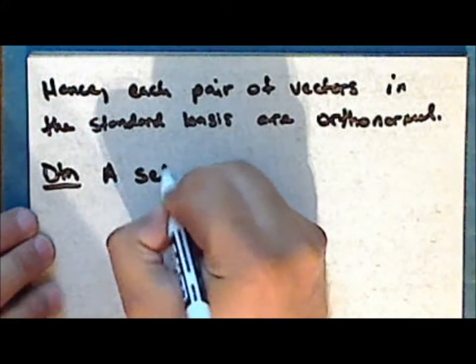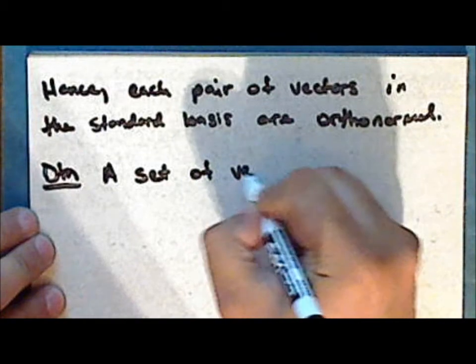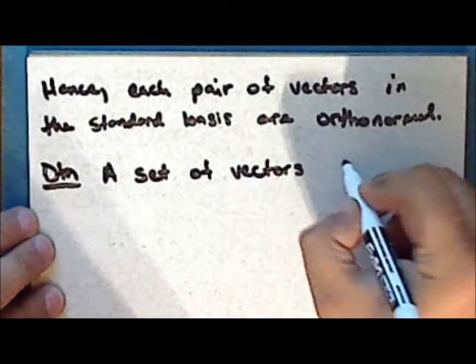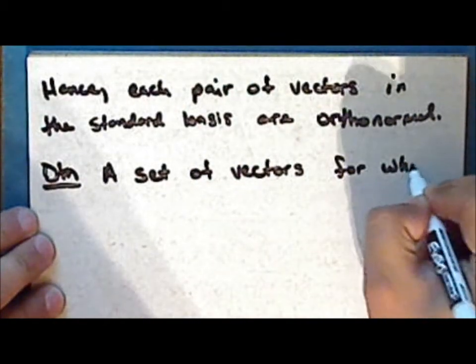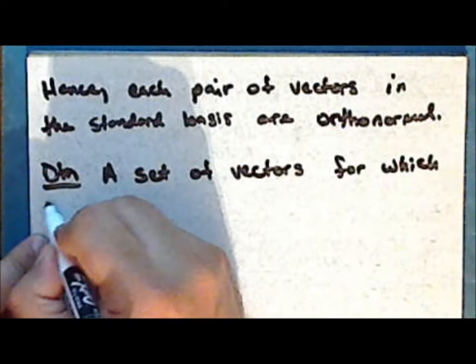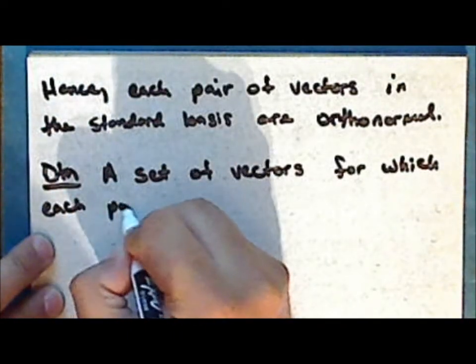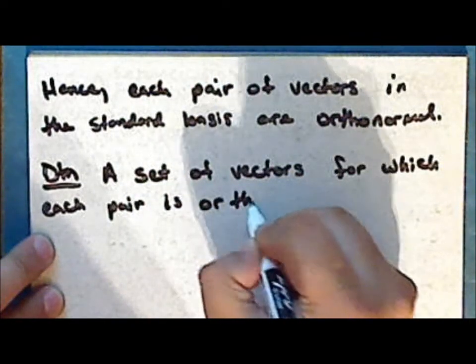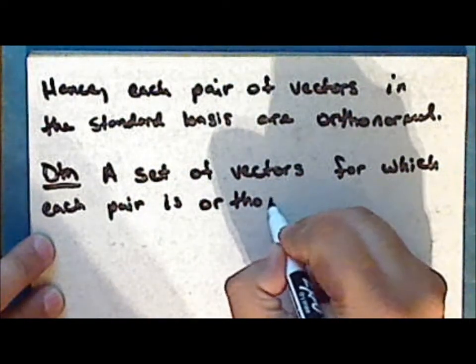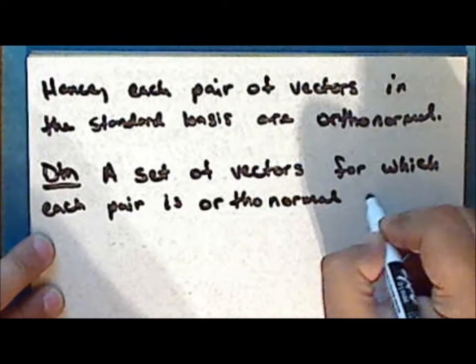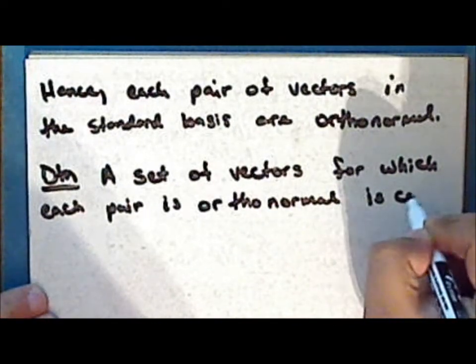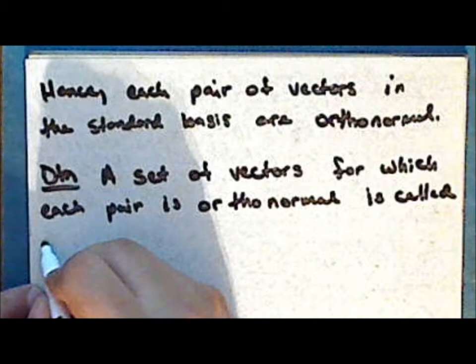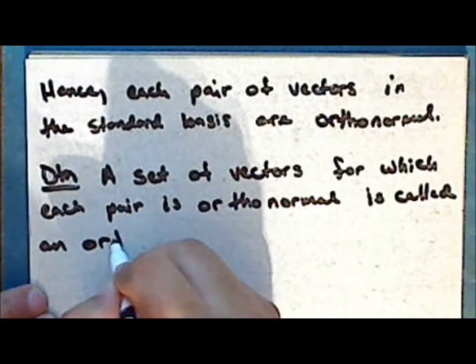A set of vectors for which each pair is orthonormal is called an orthonormal set.